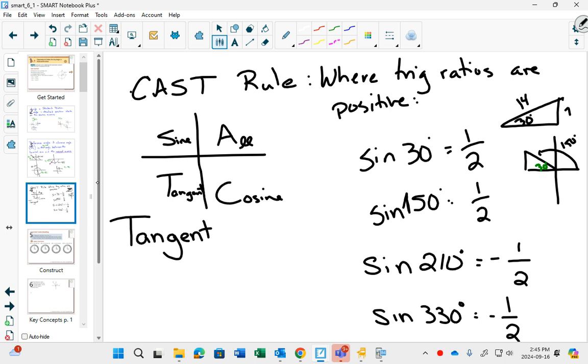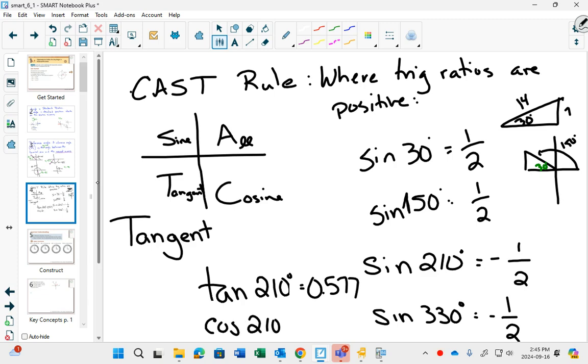No, this says where they're positive. So if I picked 210 degrees, that would go into tangent. I'll just write tan of 210 degrees. If I go to my calculator and check that out, I will get a positive number. Try it on your calculator right now. Tangent of 210, sure enough, it gives me positive 0.577. But when I did sine, I got negative. And if I would do cosine of 210 degrees, I get a negative number again. And sure enough, cosine of 210 degrees is negative 0.866. So if you know where the angle is, you will know if it's positive or negative before you push enter.